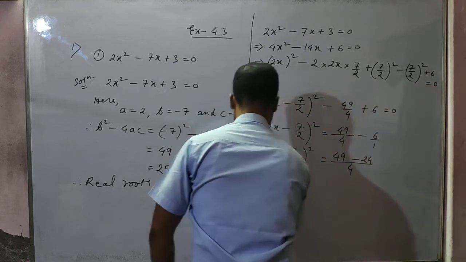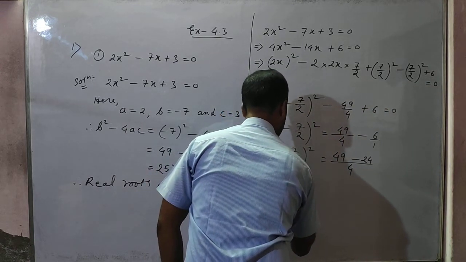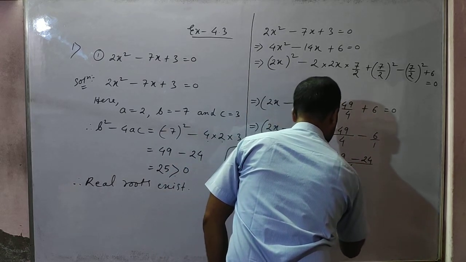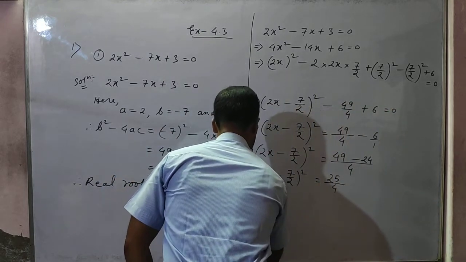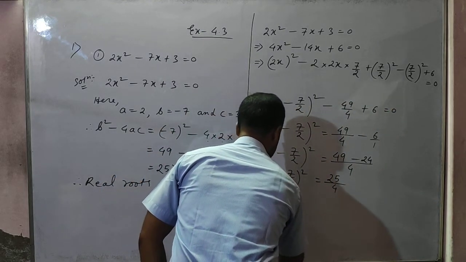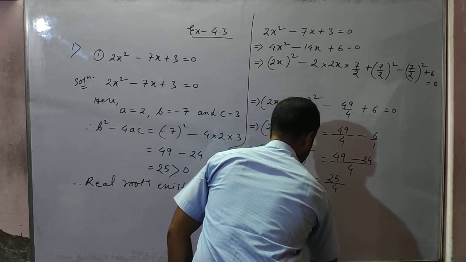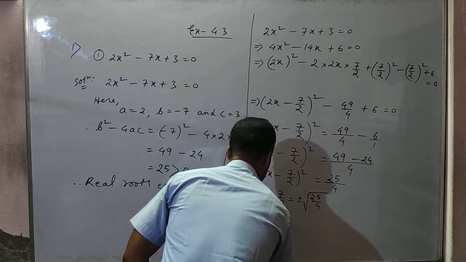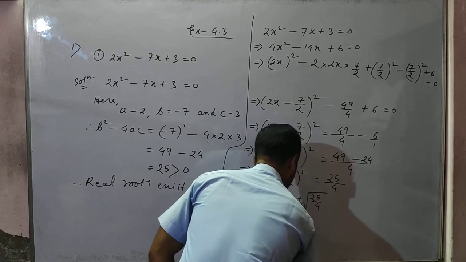minus 24. So (2x minus 7 by 2) whole square is equal to 49 minus 24, that is 25 by 4. So taking the square root, 2x minus 7 by 2 is equal to plus minus root of 25 by 4. So 2x minus 7 by 2 is equal to plus minus 5 by 2.